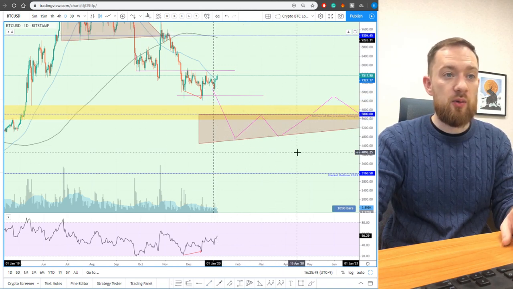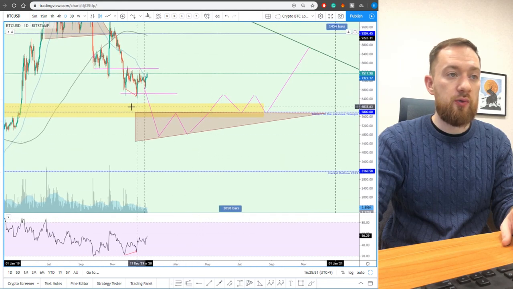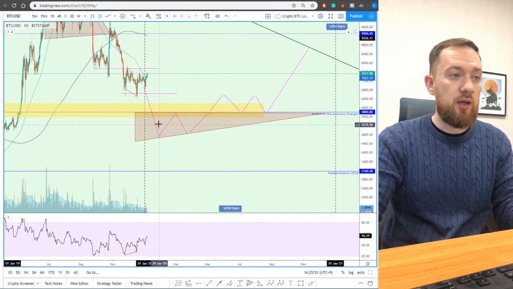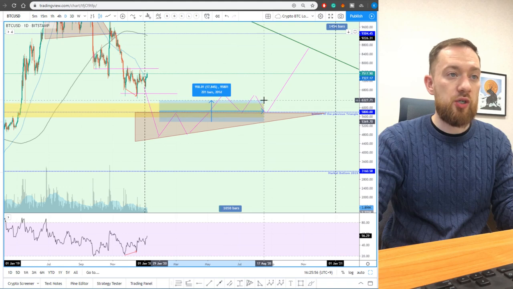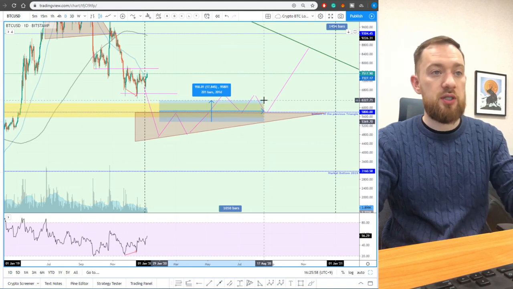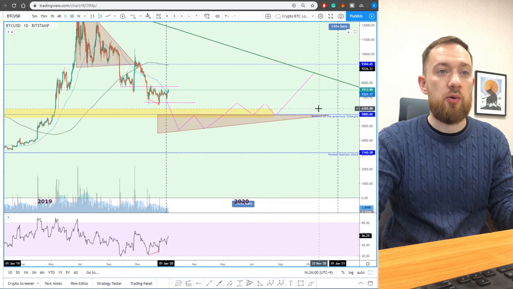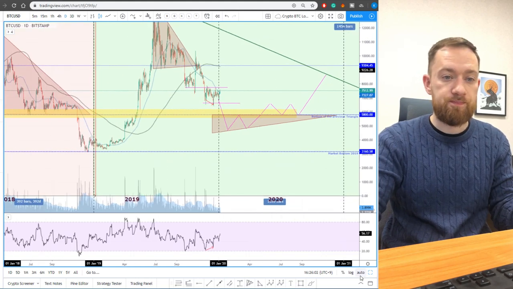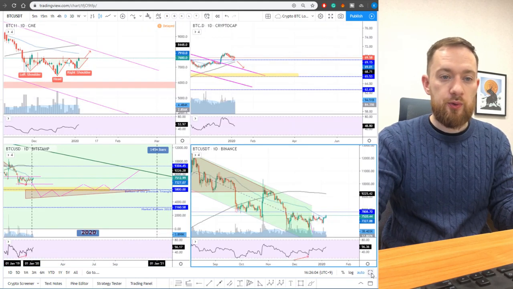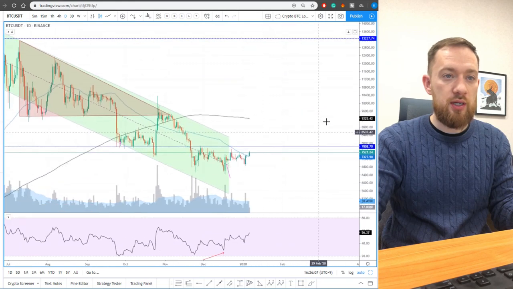And this is exactly why we draw this triangle over here. And this area would be counted as an accumulation area of around 200 days. And then we'll start our long-term upward movement. Let's go to the Binance exchange where we currently trade.